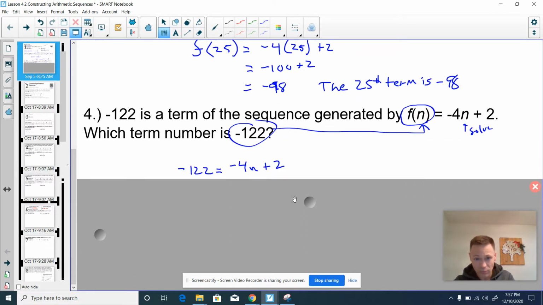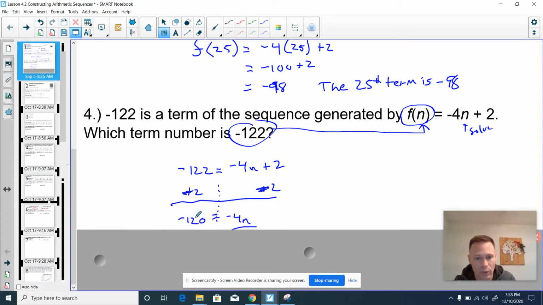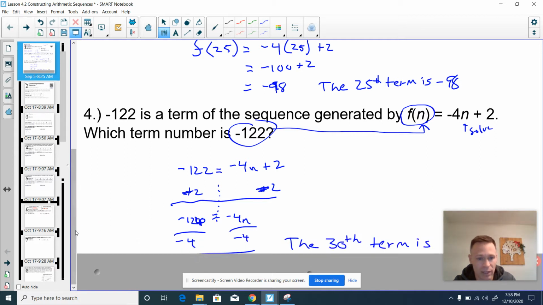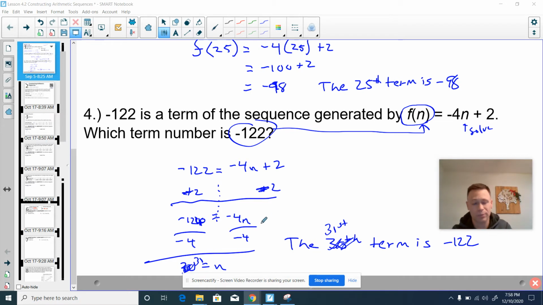So negative 122 is put in for f of n here. And then I just solve that for n. So what's happening to n? I'm multiplying by negative 4 and I'm adding 2. Last thing I said was add 2, so I'm going to subtract 2 from both sides. I should have been subtracting 2. I made a mistake. I was kind of doing this quick beforehand. Which means that this is negative 124, not negative 120. And so that means that if I divide by negative 4, this is 31, not 30. So I can say that the 31st term is negative 122.